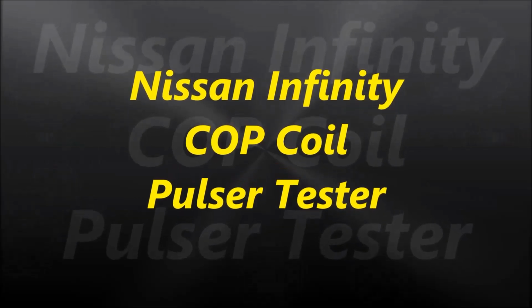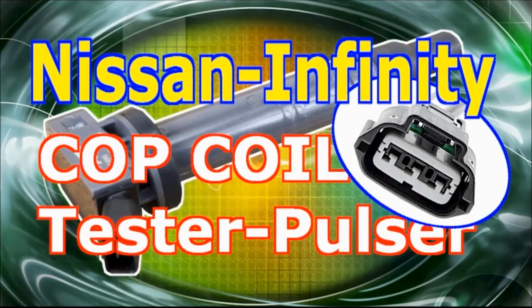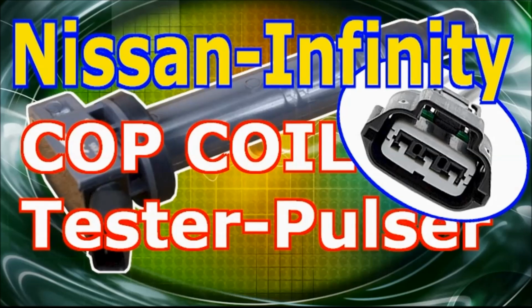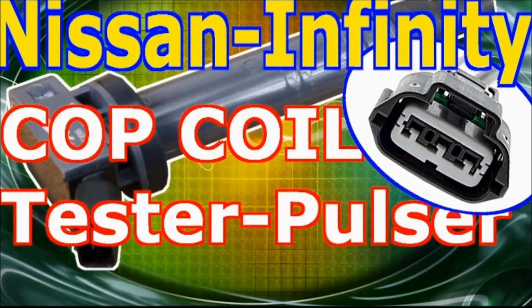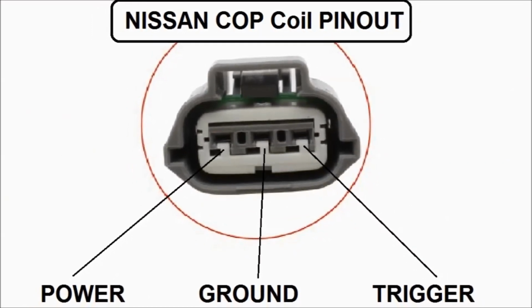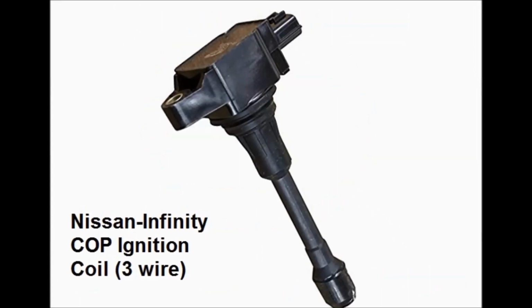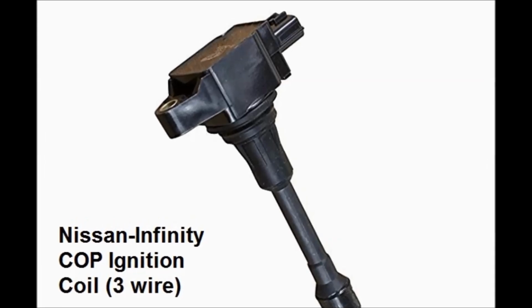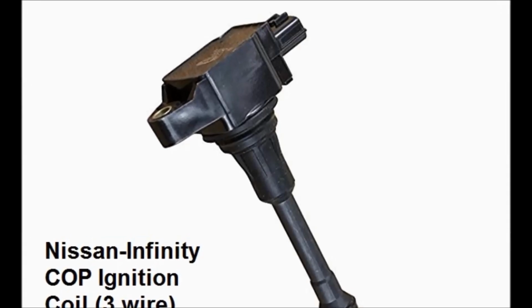In today's video we are going to talk about the Nissan Infiniti coil-on-plug units and how to test them. Now, these units are three wire systems. In other words, they have a power, a ground, and a trigger signal. The Nissan Infiniti three wire coil-on-plug units cover a whole range of models and a whole range of years. So on screen now we can see the pinout.